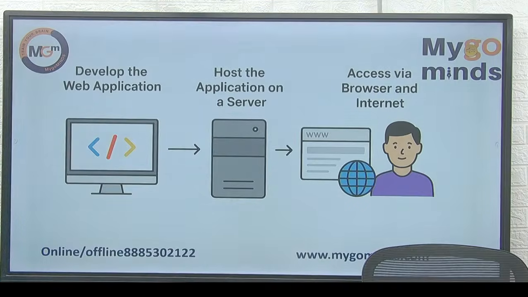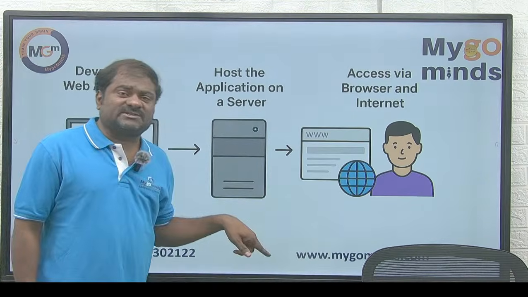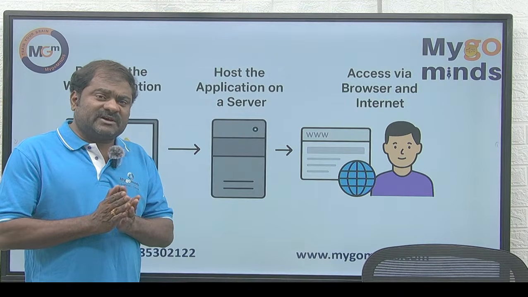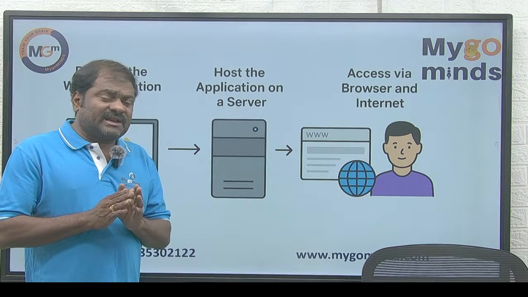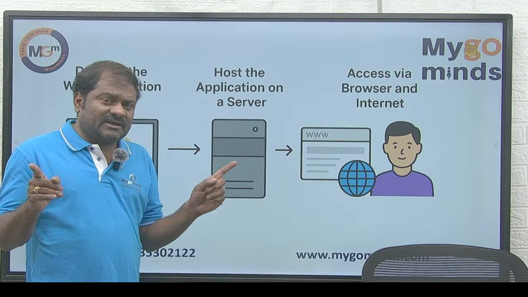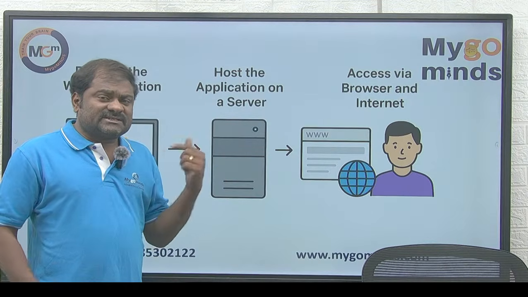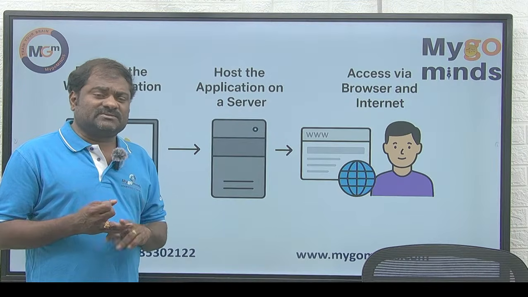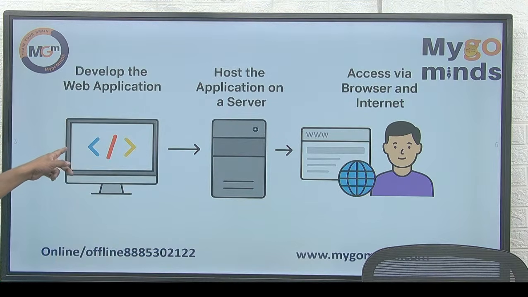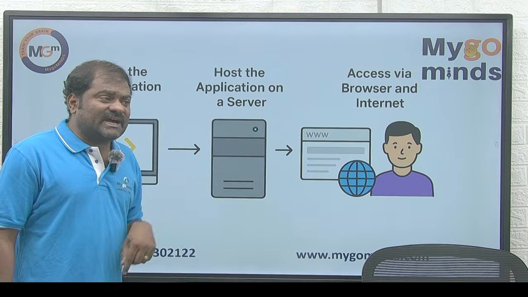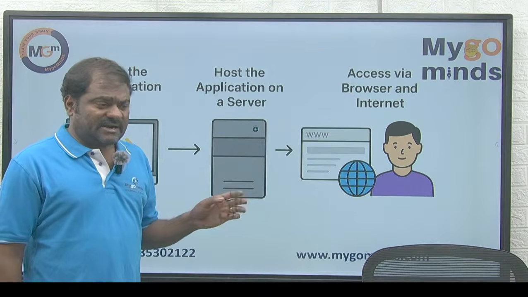So the developer's main job is 3 steps. Number 1 is to develop the application. Number 2 is to host the application on the server. That is called deployment. Deployment means whatever application you developed will run only on your local machine. If you want to make your application accessible to the entire world, you have to keep that application on the server, and that server will provide services to different clients like browsers, mobiles, whatever it may be. So the developer's main job is to develop the application and deploy it onto the server so that the end user will access the application via browser and internet.